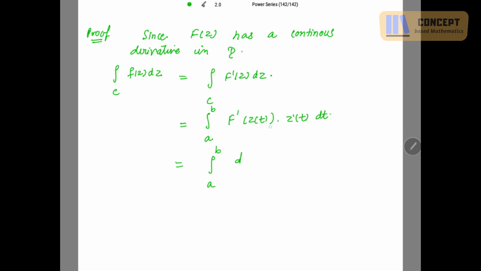Now F dash z(t) times z dash t can be written as the derivative with respect to t of F of z(t). The derivative with respect to t of this will be F dash z(t) along with z dash t dt. Okay, we can also write it like this. So this is equal to, since it is an integral of a differentiable function, F of z at the upper limit minus F of z at the lower limit. Hence the proof.